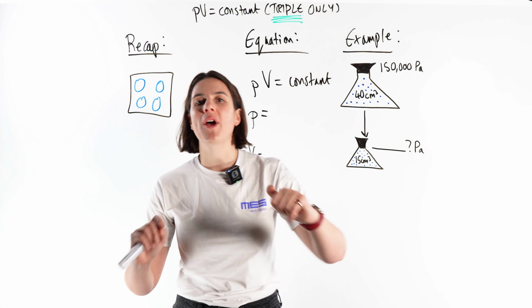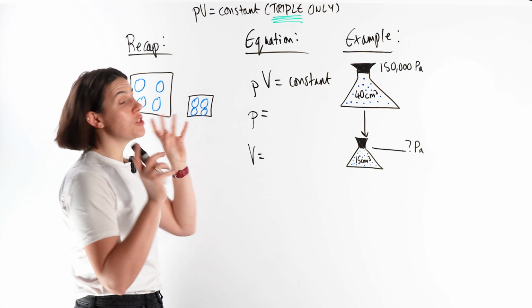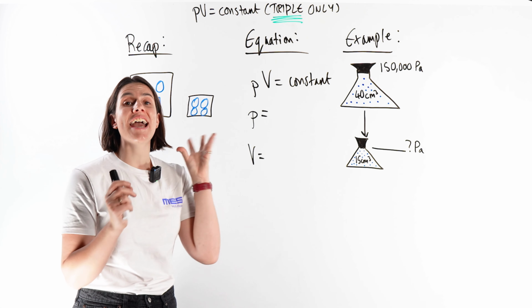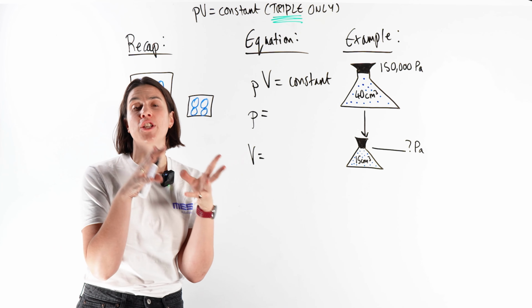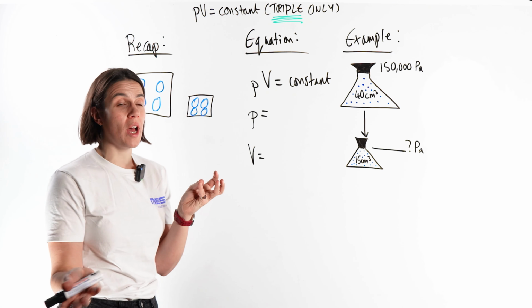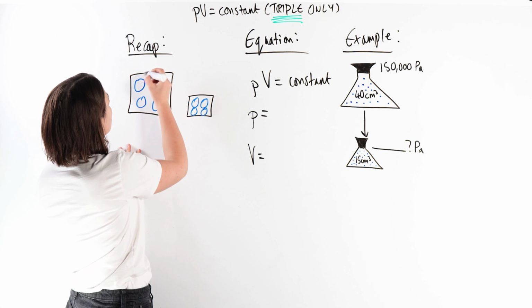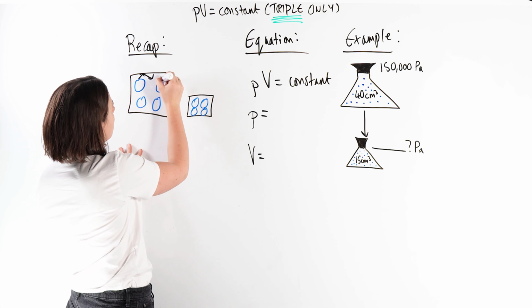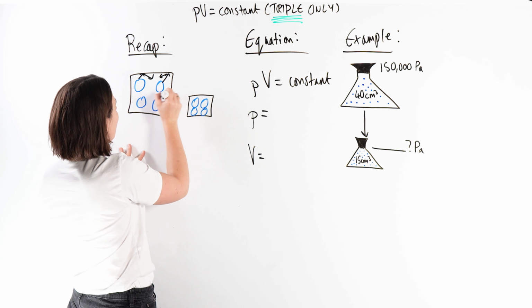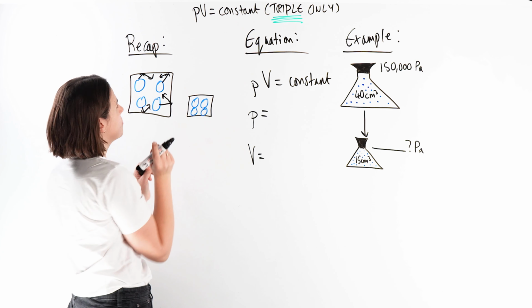Let's get started, shall we? So, we're going to do a very quick recap. The relationship between gas pressure and volume is inversely proportional. As one thing gets bigger, the other thing gets smaller. So here, we've got these particles rebounding from the container wall. That is causing gas pressure.